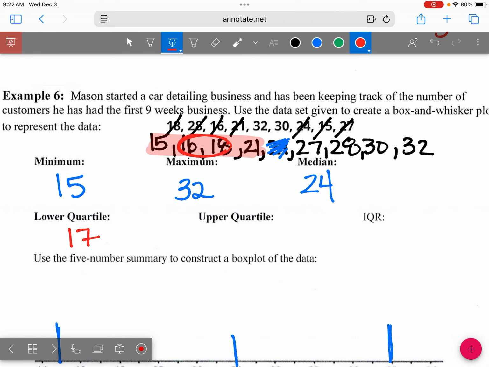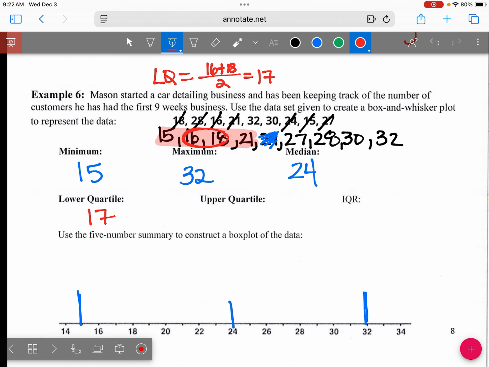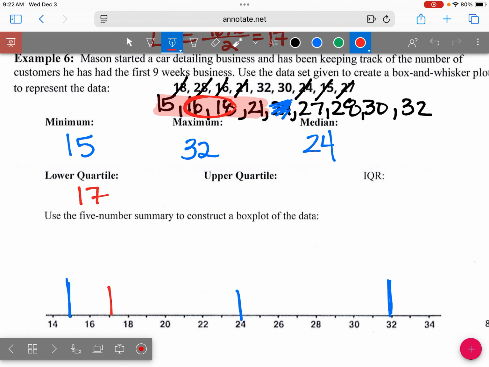So to find your LQ, you would just add 16 plus 18 and then divide it by 2. That's how you get 17. Let's go ahead and draw me a line at 17.